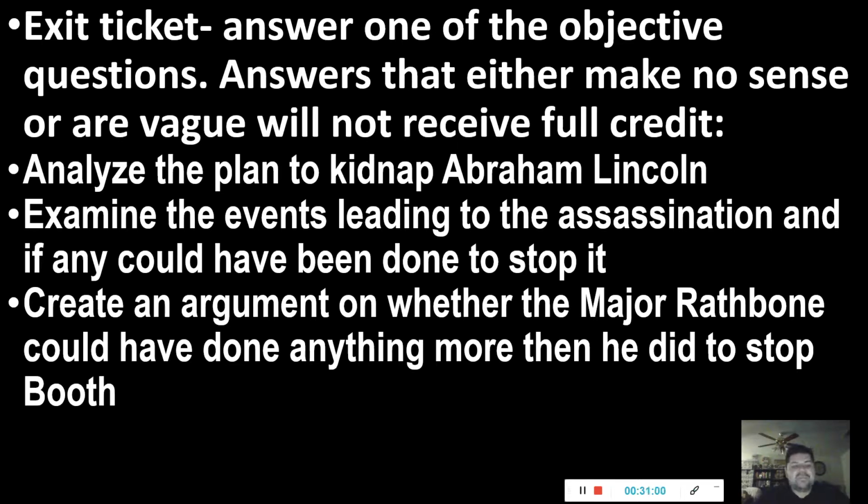And the last one is to create an argument on whether Major Rathbone could have done anything more than he did to stop Booth. Could he have done anything? Yeah, like I said, he lunged at him, wrestled with him for a bit, he got slashed, he got a hold of him. Do you think he should have chased him? What do you think he could have done, if anything? Okay. So once you pick your question and you've answered it, that's it for this lesson.